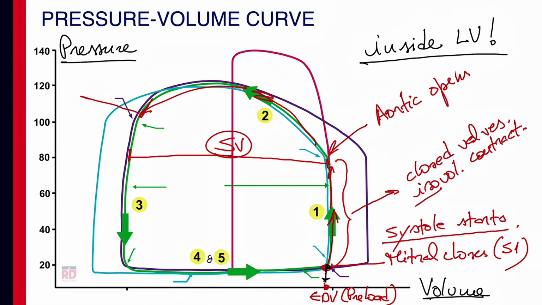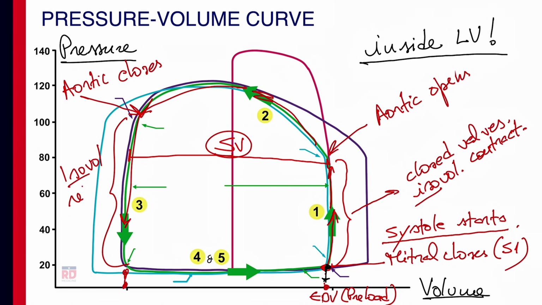Eventually, the aortic valve closes and pressure falls quickly, but volume stays the same. Volume stays here, but the pressure is falling here. This is isovolumetric relaxation. It's the phase between aortic valve closure and mitral valve opening. Again, all valves are closed here.